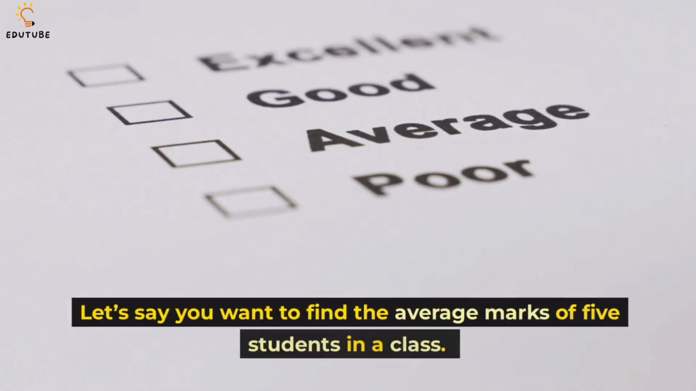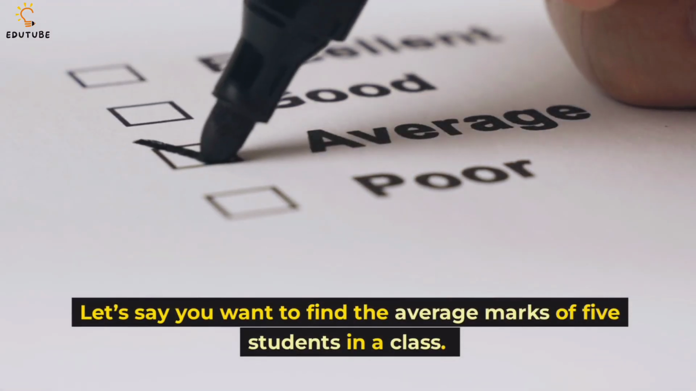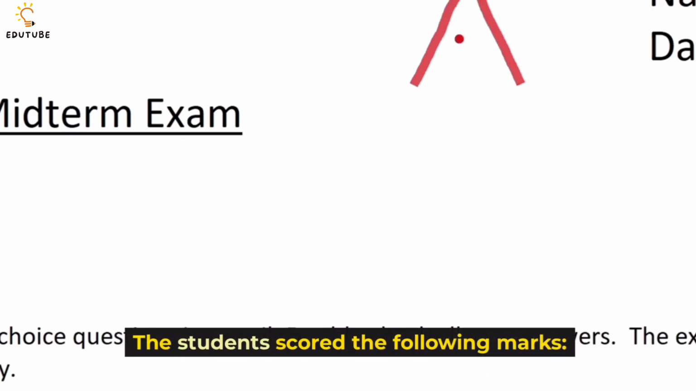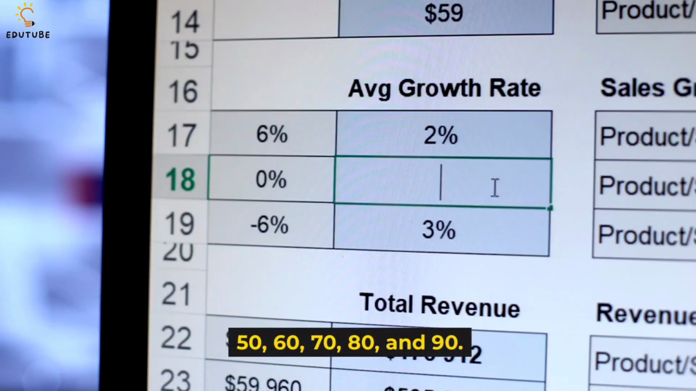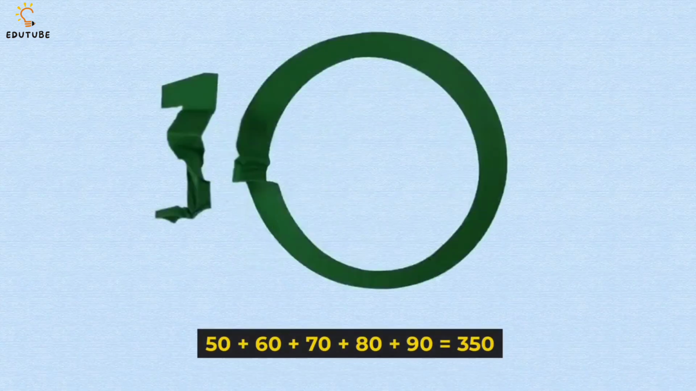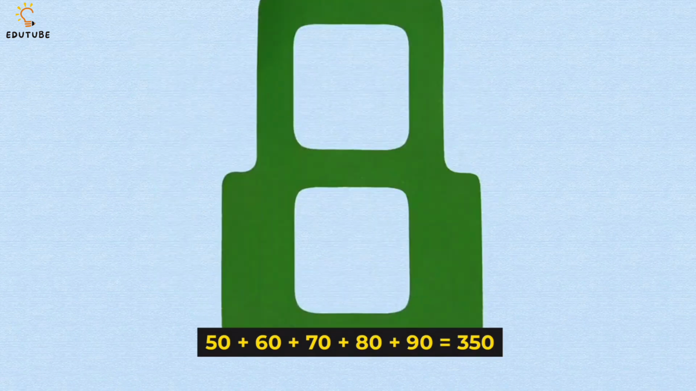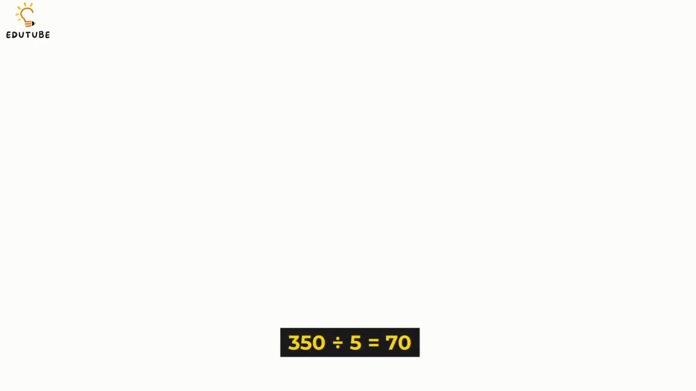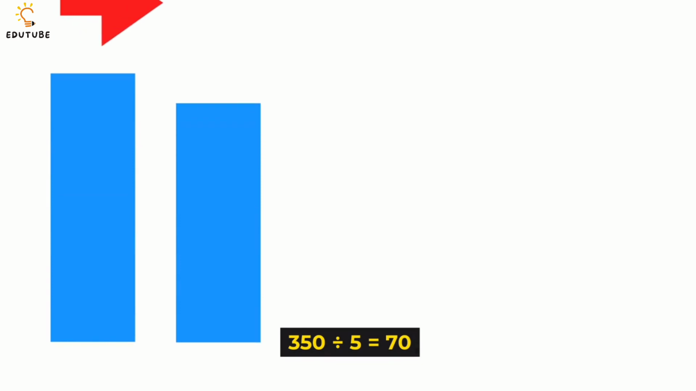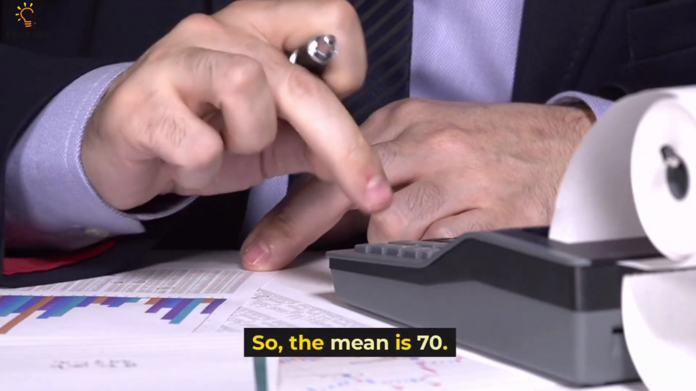Example. Let's say you want to find the average marks of 5 students in a class. The students scored the following marks: 50, 60, 70, 80, and 90. Steps. 50 plus 60 plus 70 plus 80 plus 90 equals 350. 350 divided by 5 equals 70. So the mean is 70.